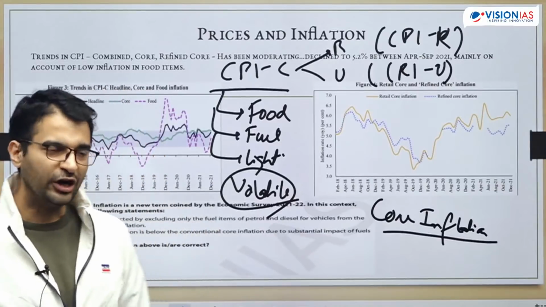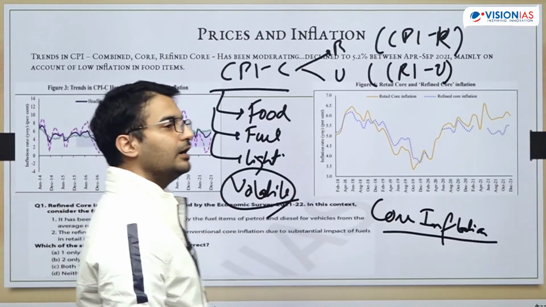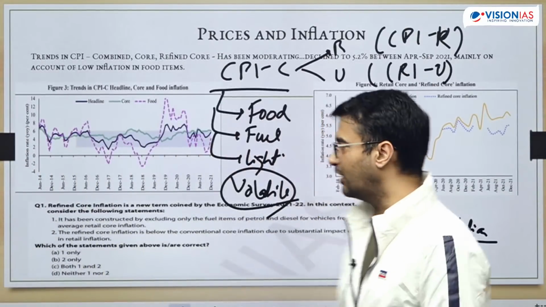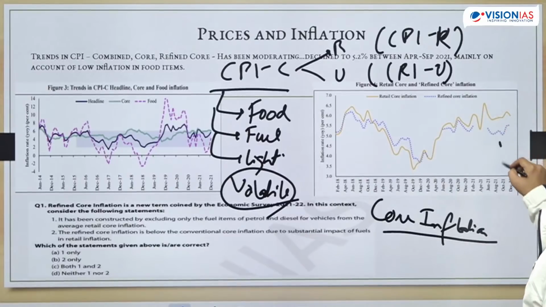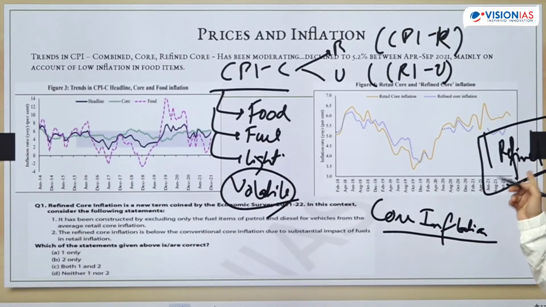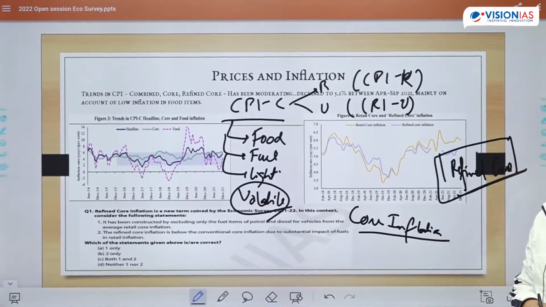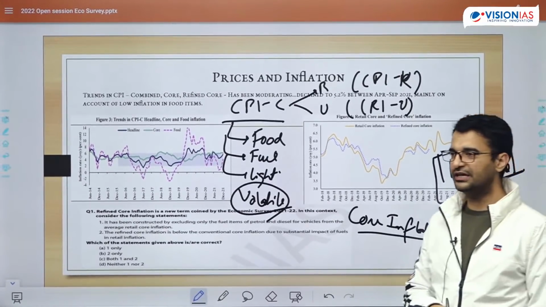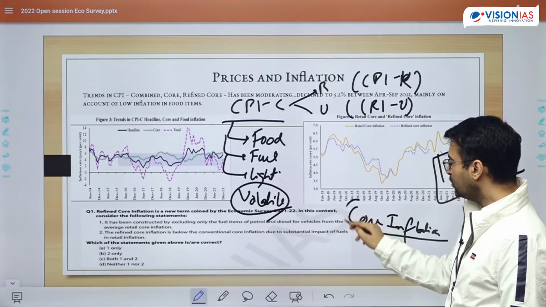Now, our economic survey proposes a new core inflation which they call refined core inflation. This is refined core. I think this would not be visible. Black ke upar black hai. This is refined core. Refined core inflation is from your core inflation.